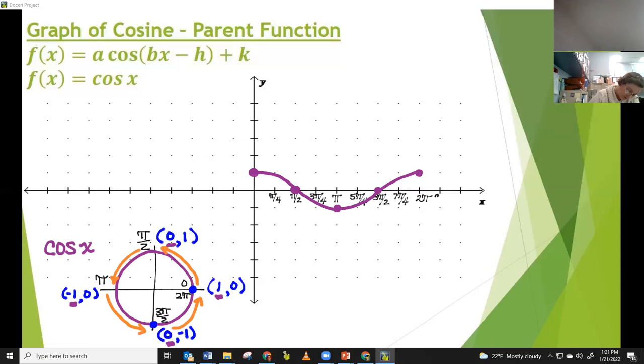And just like with my sine, I can continue on from here. I can also continue backwards. This is a never-ending pattern here. I'm still oscillating on either side of the x-axis. Am I still bouncing back and forth on either side of the x-axis?